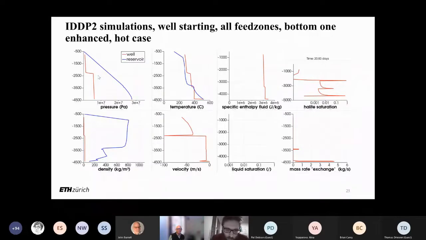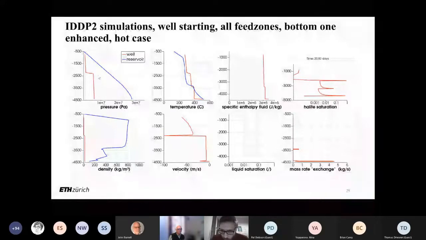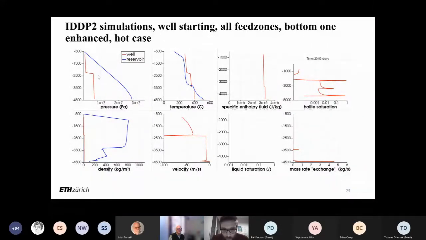I'm not even really sure this is capturing the proper physics of the well, because it's such high velocities. We don't really know what's going to happen to those salt crystals under those conditions. But basically what we can say is that if we allow a lot of flow from the bottom feed zones, then we're going to have a lot of halite precipitating in the well.